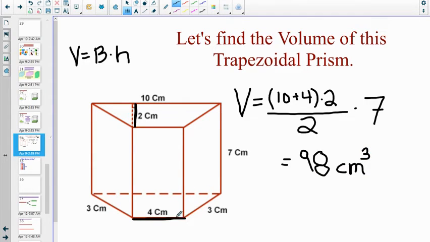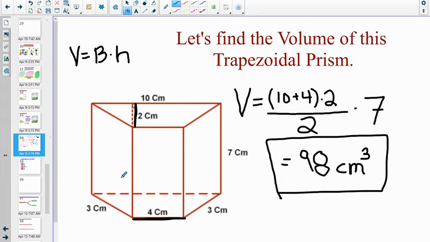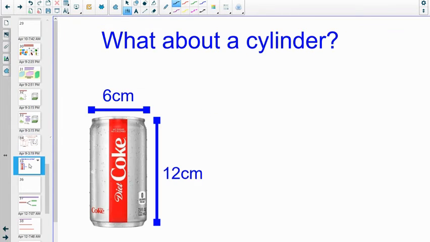Remember, this is the number of those little unit cubes that would fit inside of this shape. So I've got a cubic unit. I've got a length times a length times a length to give me centimeters cubed. So there we go. That's the volume of a trapezoidal prism. But the formula is the same for all of these prisms. The only other one we need to talk about today is a cylinder, because the base of a cylinder is a circle. We're going to come back to this Diet Coke can from the other day.